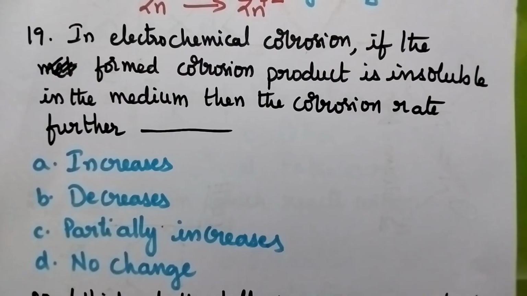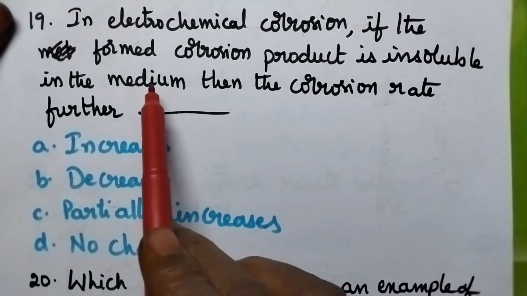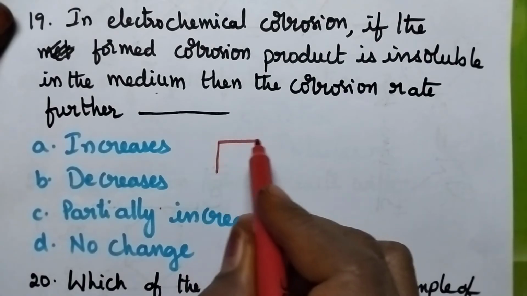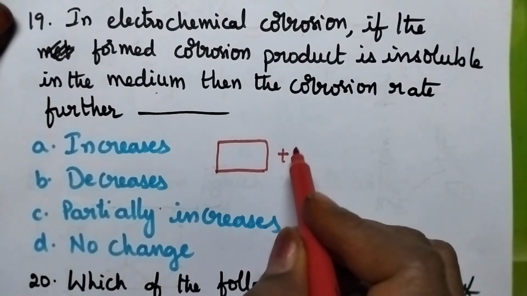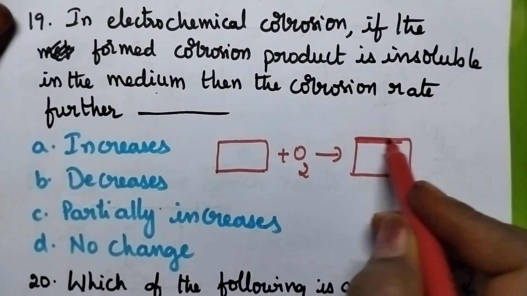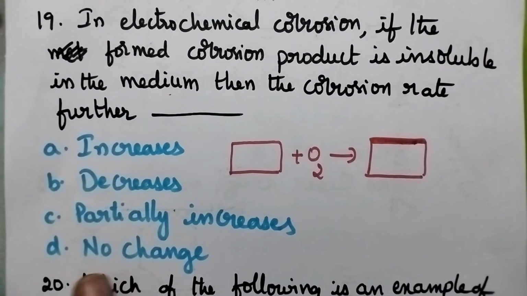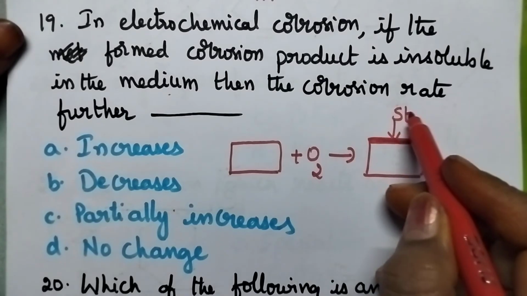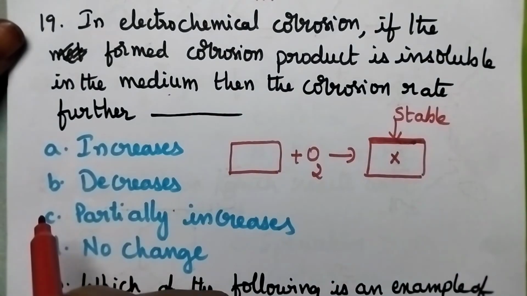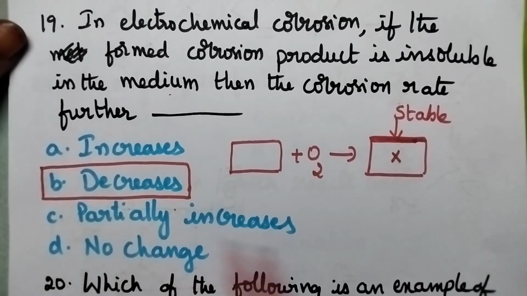In the electrochemical corrosion, if the formed corrosion product is insoluble in the medium, then the corrosion rate is further. That means whenever the metal reacts with the surrounding environment, it results in the formation of a metal oxide film. If this metal oxide film is insoluble in the medium, that means this metal oxide film is stable and hence it prevents further corrosion. Definitely the corrosion will be decreased. So option B is the right answer.